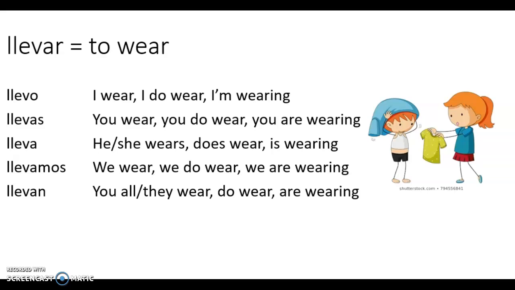So if we chop off the ending, we put the o, as, a, amos, an. Our verb forms are going to be llevo, llevas, lleva, llevamos, llevan. Okay? And I want you guys to remember that present tense could mean that I wear. So I wear coats when it's cold. It could be I do wear earrings very often. Or it could be I'm wearing. So like right now I'm wearing a sweatshirt because it's cold today. All right, so llevo, llevas, lleva, llevamos, llevan.